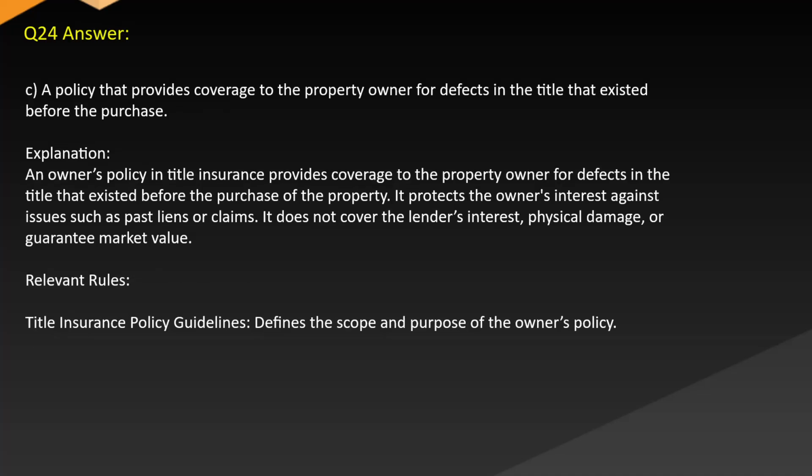Answer: C. A policy that provides coverage to the property owner for defects in the title that existed before the purchase. Explanation: an owner's policy in title insurance provides coverage to the property owner for defects in the title that existed before the purchase of the property. It protects the owner's interest against issues such as past liens or claims. It does not cover the lender's interest, physical damage, or guarantee market value. Relevant rules. Title insurance policy guidelines define the scope and purpose of the owner's policy.